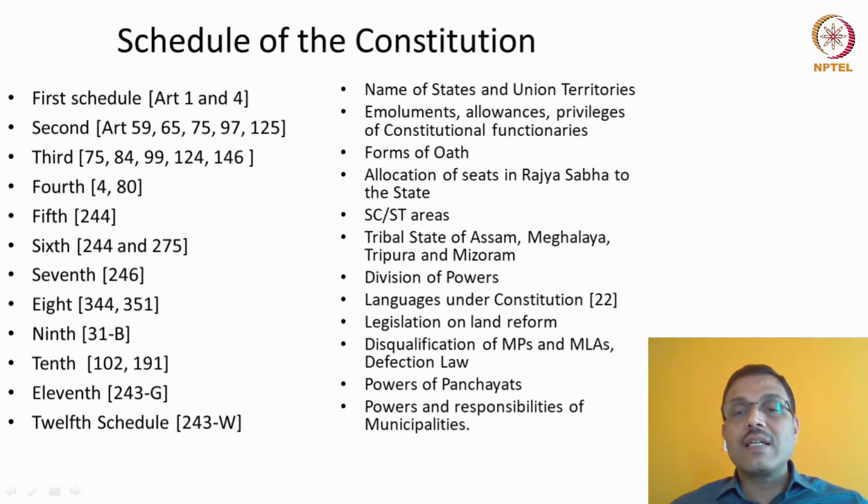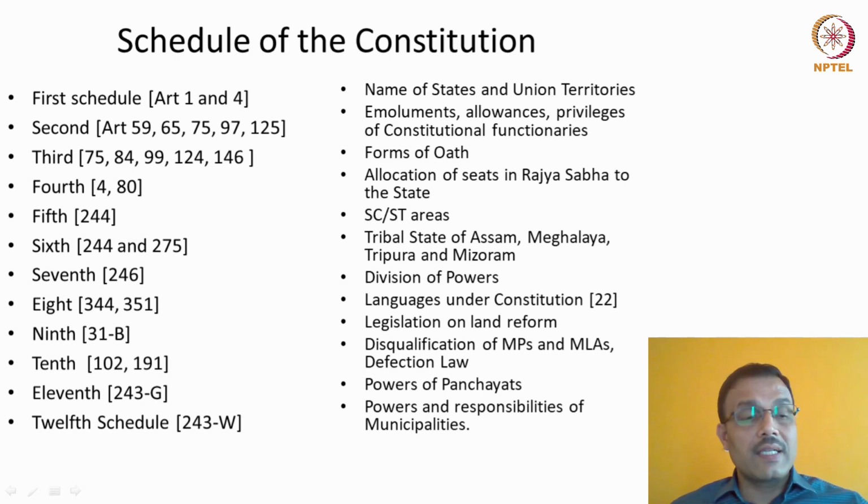The state list contains nearly 59 subjects. So you can clearly know the federal structure in this country is heavily centralized, and there are more powers granted to the central government, obviously just by the sheer number of subjects that are being allocated to the central government.